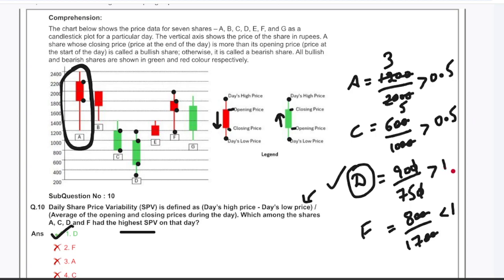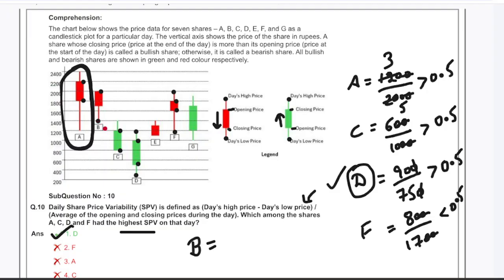This is greater than 1, so obviously it is greater than 0.5. Now 8 by 17. Now this is less than 0.5 because 17 into 5 is 85. So this is not coming up into my calculation. Now which two are remaining? B is remaining. Let's find out for that also.